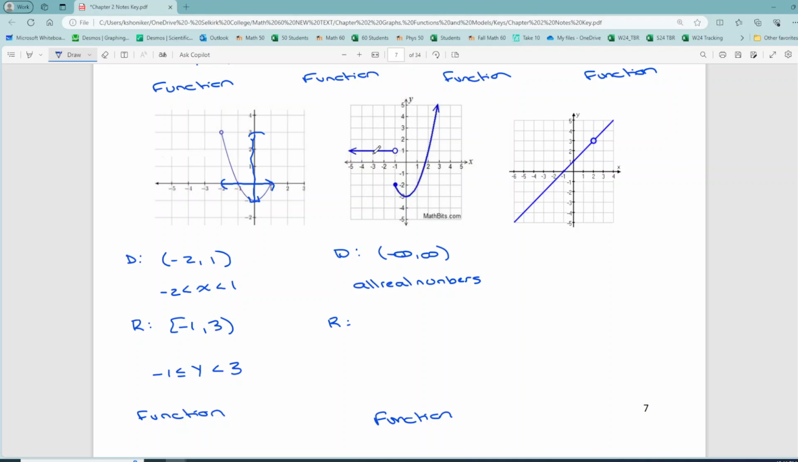So even though this one went to the left and stopped having y values, this part of the graph overtook it, and then I still have y values. So this range would be -3 to infinity. And again, you could write that as y is greater than or equal to -3 if you want.